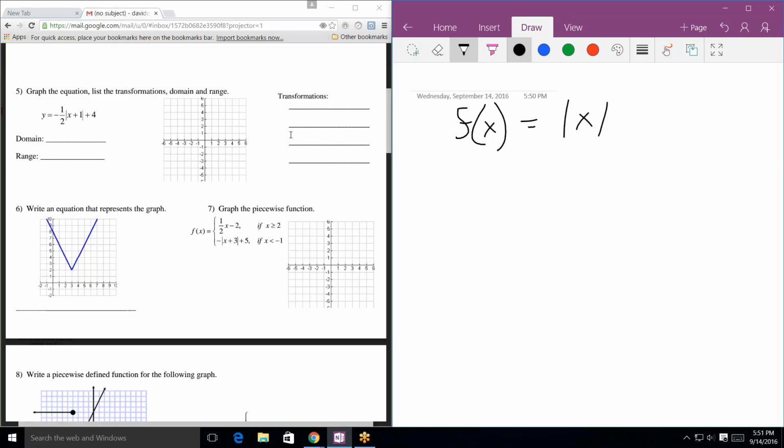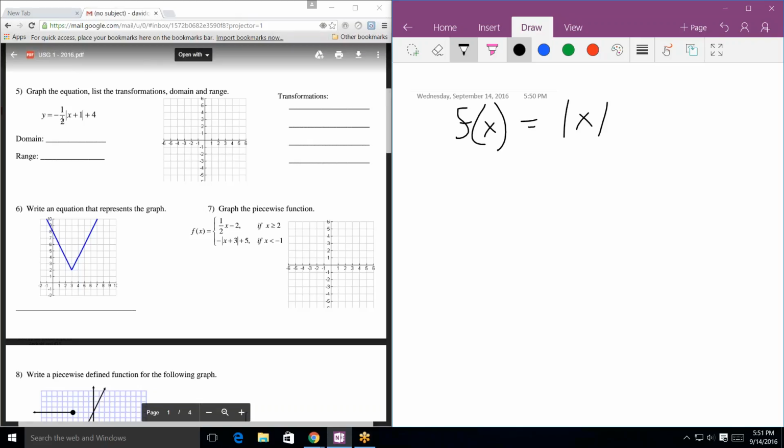Okay? Now, if that's the parent function, what are we doing to it? Start from the left and work right. So what's the first negative sign mean? Reflecting over the x-axis. What's the 1/2 mean? It'd be horizontal shrink.